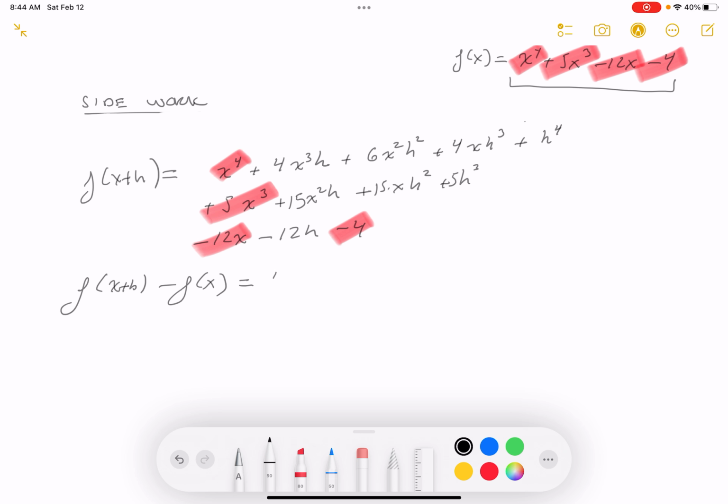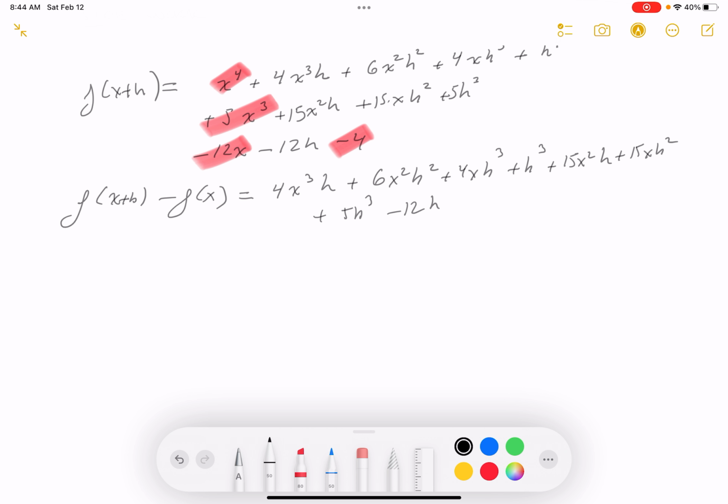Well, you're left with 4x cubed h plus 6x squared h squared plus 4xh cubed plus h to the fourth. Right? Let's keep going. Plus 15x squared h plus 15x h squared plus 5h cubed minus 12h. And then what do I do? I divide that through by h. I'll write that down for you.